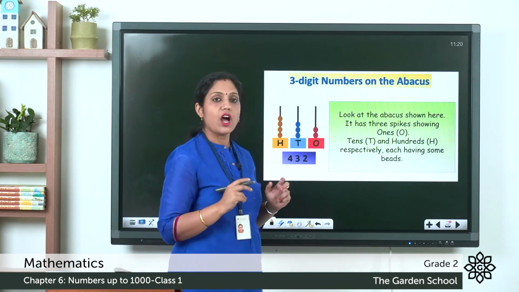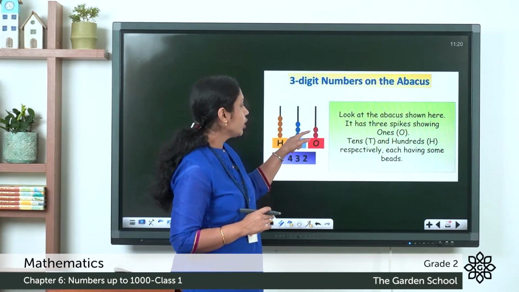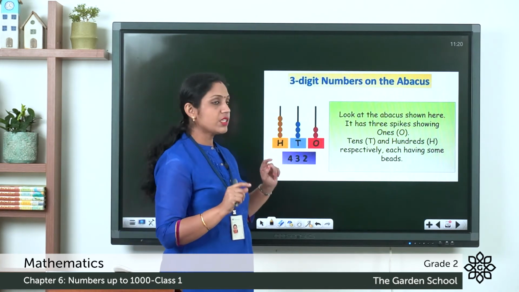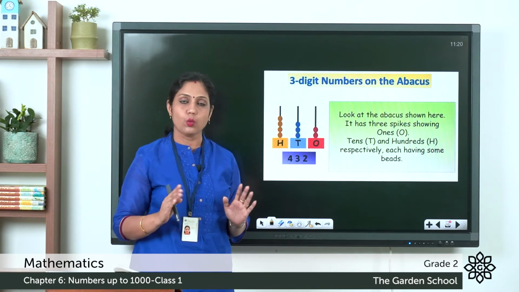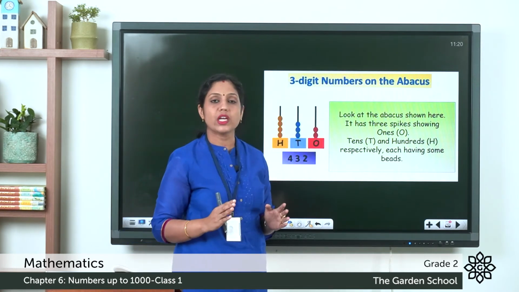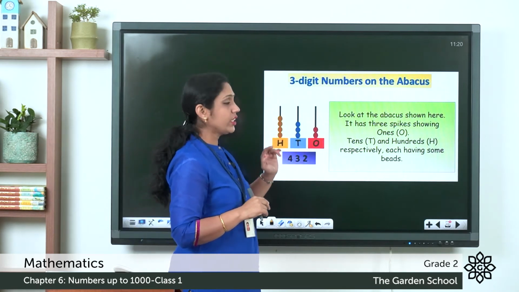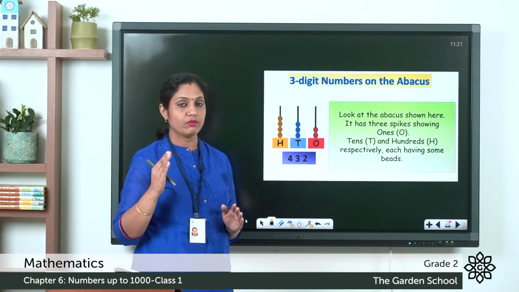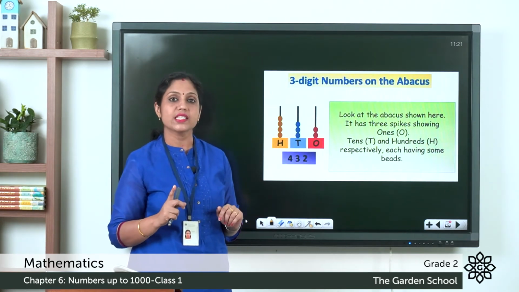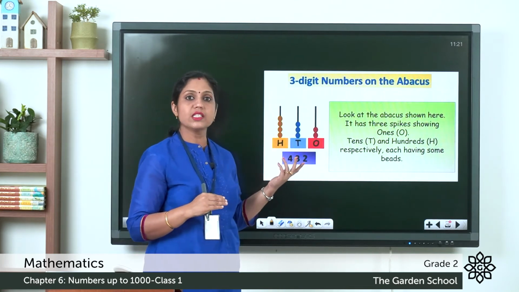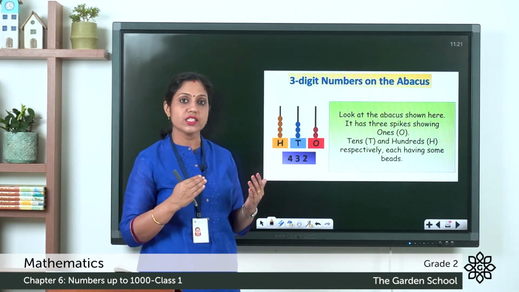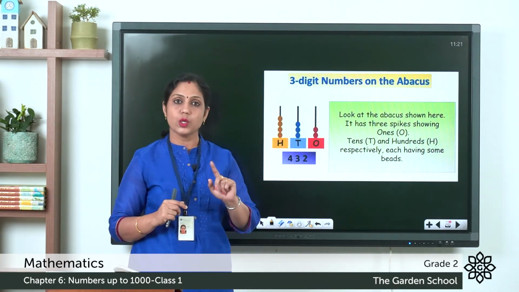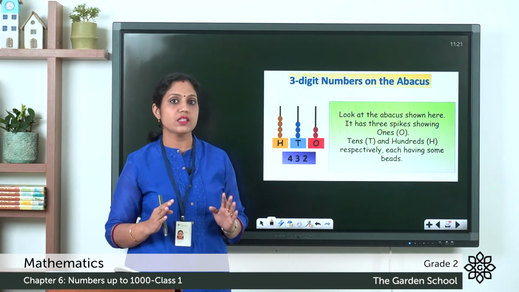So in the ones place, how many beads are you able to see? You are able to see 2 beads. So the ones place represents place value 1. If there is only 1 bead, the value is 1 itself. If there are 2 beads, the value will be 2. Moving on to the tens place, if there is 1 bead on the tens spike, we can say the number is 10. If there are 2 beads, we can say that it is 20. So the number changes according to the place value. And in the hundreds place, one bead represents 100. And if there are 2 beads, it is 200.